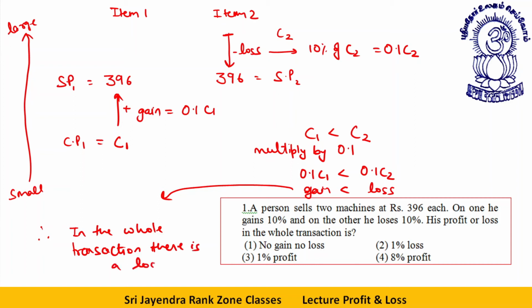Let me explain one thing to you again. See, this C2 is a bigger value than C1. Why? Because on the number line, this is at a higher level, this is at a lower level. So the loss is more than the gain. Why? Both articles are sold at the same price, and on both of them the gain or loss is the same 10%. But the loss is 10% of a bigger number, whereas the gain is 10% of a smaller number. Therefore, the loss is more. Since the loss is more, in the whole transaction overall there is a loss.